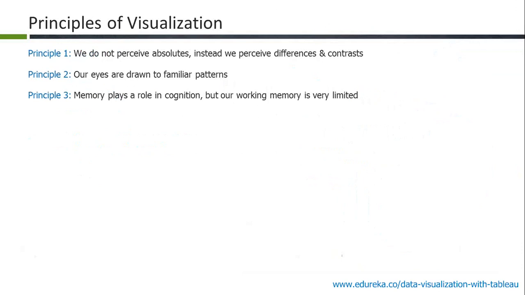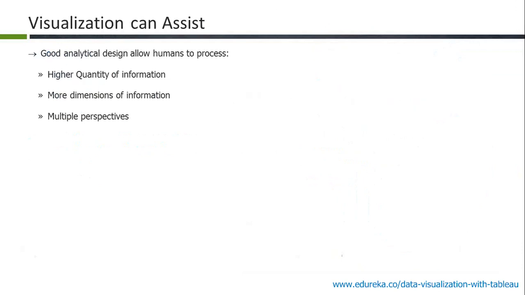Our eyes are drawn to familiar patterns. We'll not try to make our dashboard very colorful and unique. We'll try to keep it general, which is comfortable, and we'll be able to relate to the graphs which we are presenting. Memory plays a role in cognition, but our working memory is limited, right? So if you put a lot of things in a dashboard, a lot of graphs, a lot of charts, a lot of numbers, a lot of labeling, what happens? People would not be able to remember what they see, neither will they be able to comprehend. So it's very simple: keep it simple and always only provide appropriate and required information.